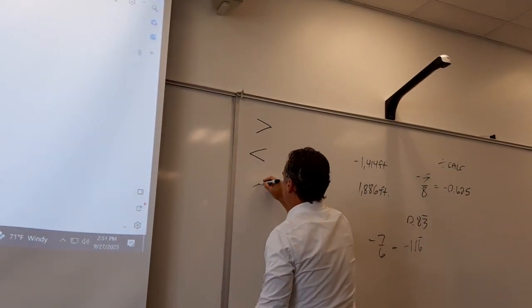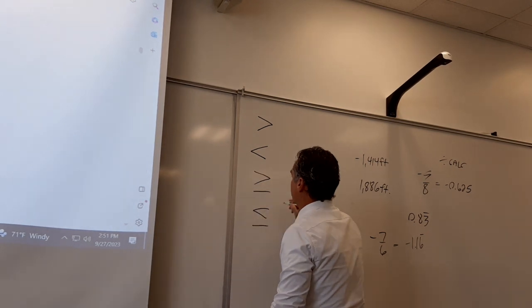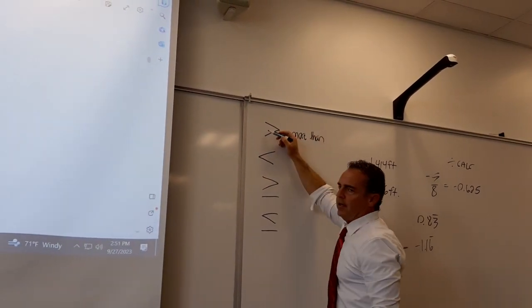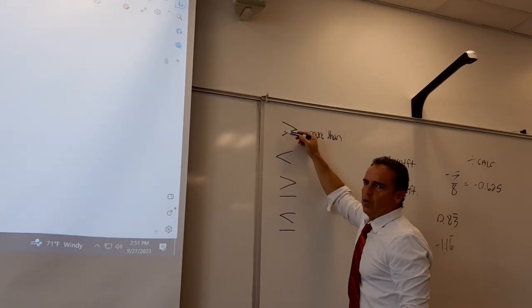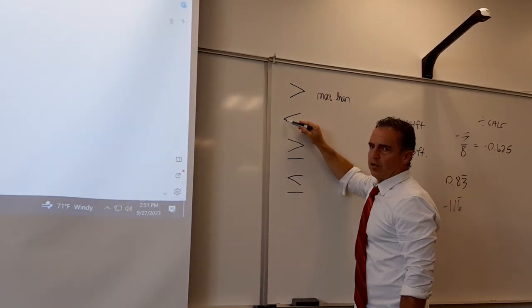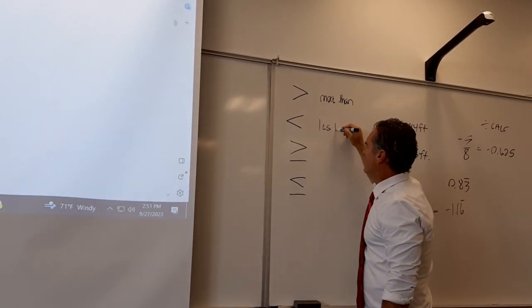This means less than. This means more than or equal to. This means less than or equal to. Why does this mean more than? Well, if we read from left to right, the open side is always the more than side. The closed side is always the less than side. So this is closed, so it is less than.